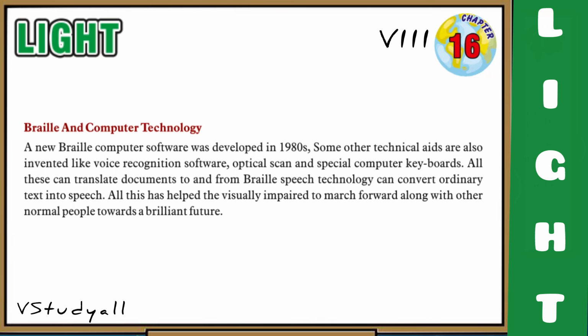So now let's see another topic, that is Braille and computer technology. A new Braille computer software was developed in the 1980s. Some other technical aids have also been invented, like voice recognition software, optical scanners and special computer keyboards. All these can translate documents to and from Braille. Speech technology can convert ordinary text into speech. All this has helped the visually impaired to march forward along with other normal people towards a brilliant future.